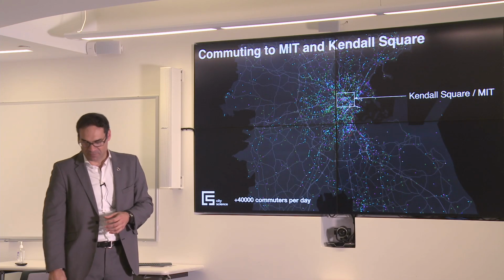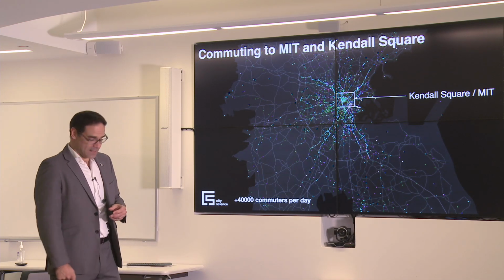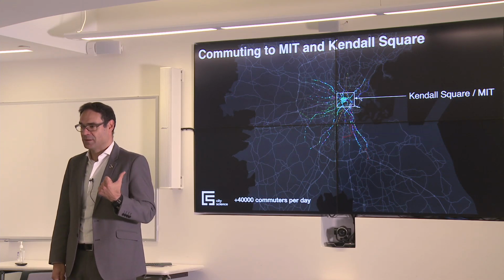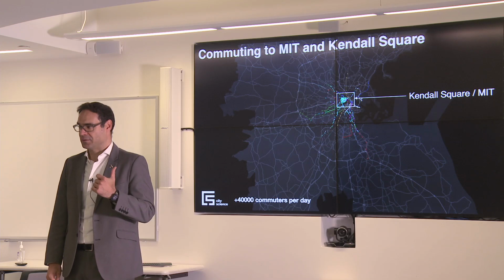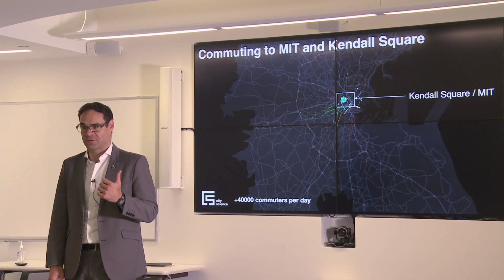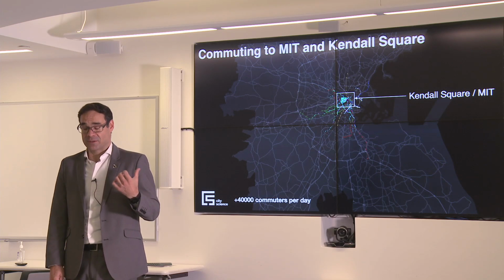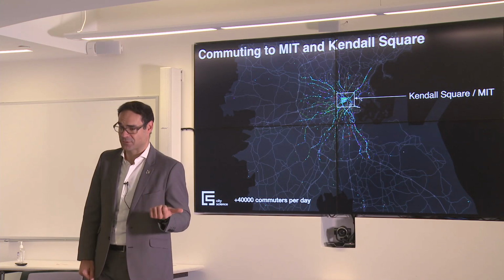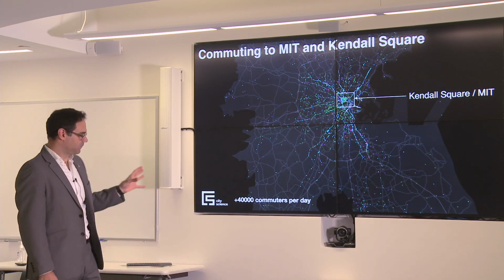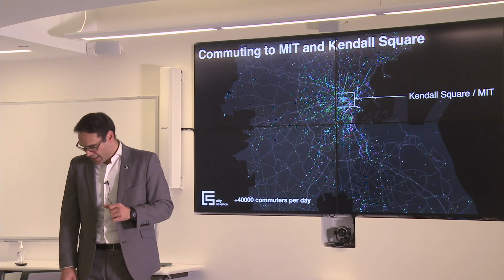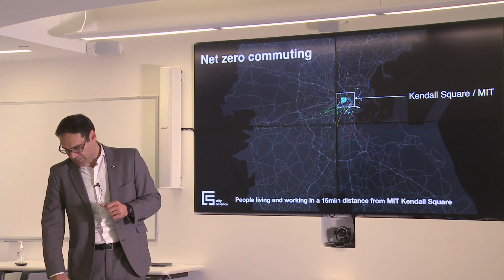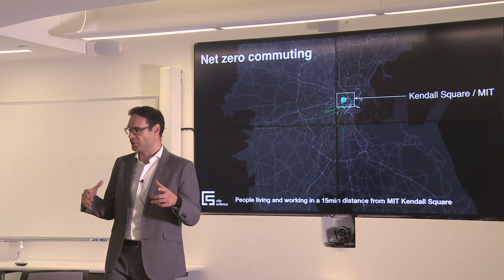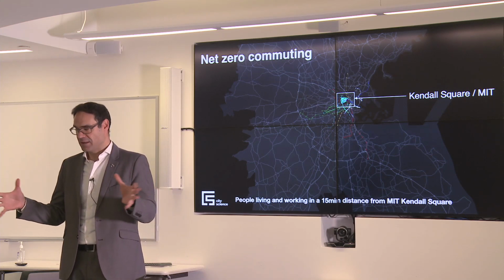So we have modeled that approach because more than 40,000 people commute per day to the Kendall Square area. So 40,000 people, that's half of the country of Andorra, which has 80,000 people. So it's a lot of people commuting to Kendall every day. So what if we have everybody living and working in a walkable distance, from the CEO to the people cleaning and cooking, living in that walkable distance?